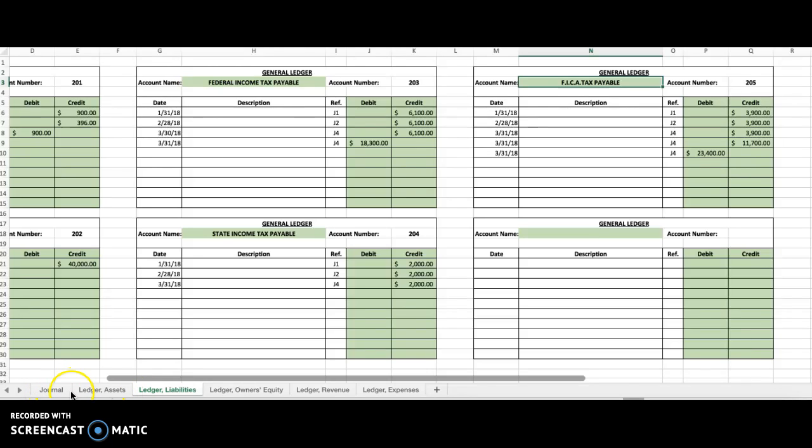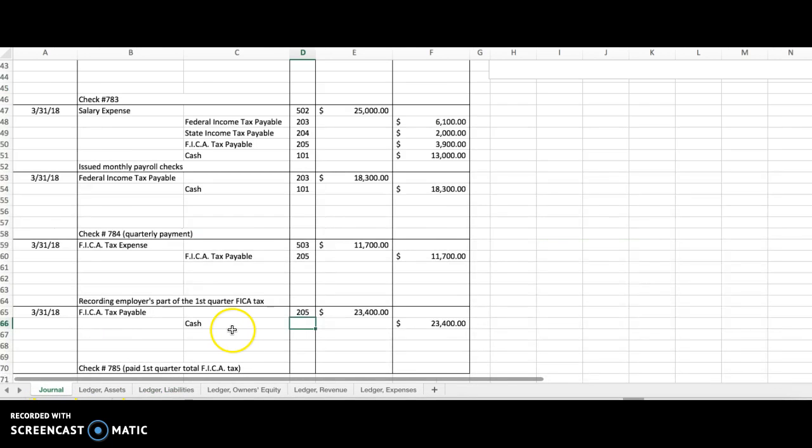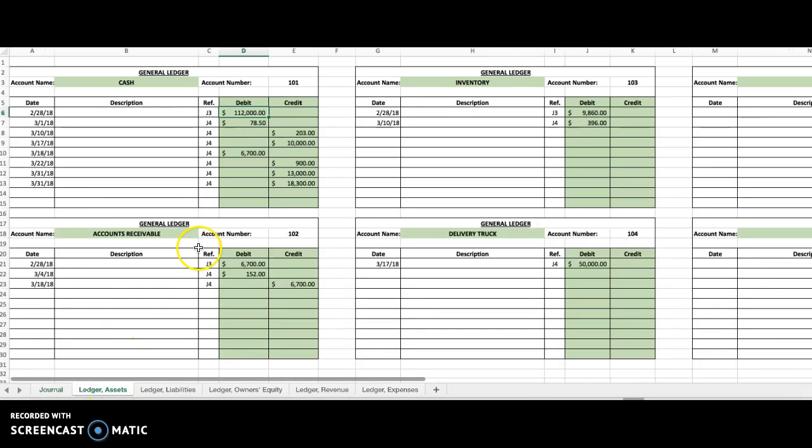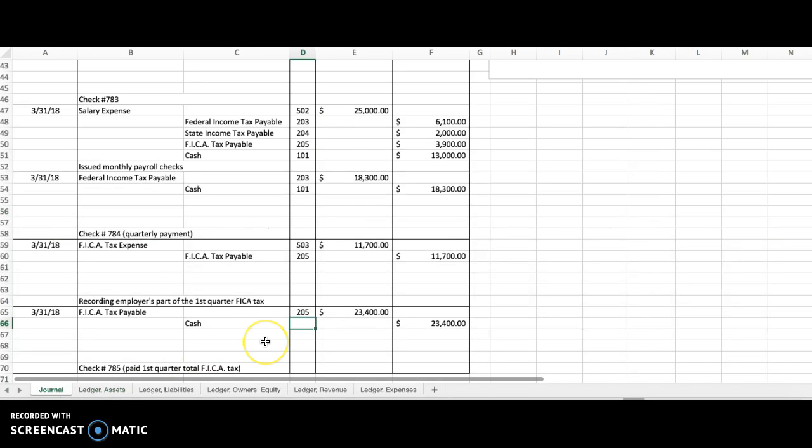And I also have to go back to the journal, record the cash part of it. So I go to cash account, and I credit 23,400 because I paid the tax bill. Came from journal page 4, and it's account 101. So that is how that's recorded.